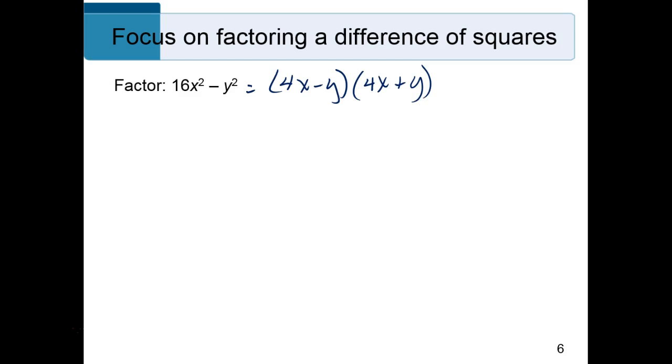All right. Got it. You see? Difference of two perfect squares. 16 is a perfect square of 4. x squared is a perfect square of x. So that's 4x and 4x. And the y squared is a perfect square of y. So 4x minus y times 4x plus y. Perfect. Okay?